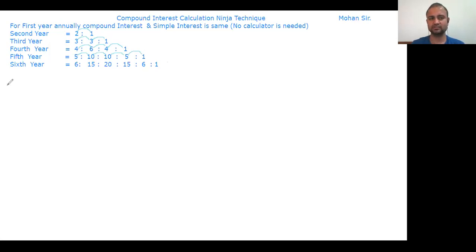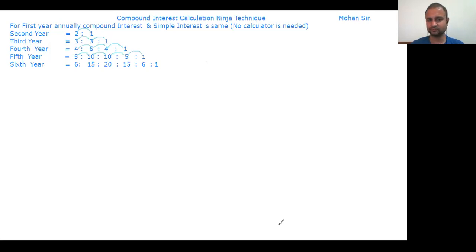According to this way we can do the 7th year, 8th year, 9th year, but usually we get to the 2nd year, 3rd year, 4th year, sometimes 5th or 6th. Now we can start another calculation. I will teach you the calculation.